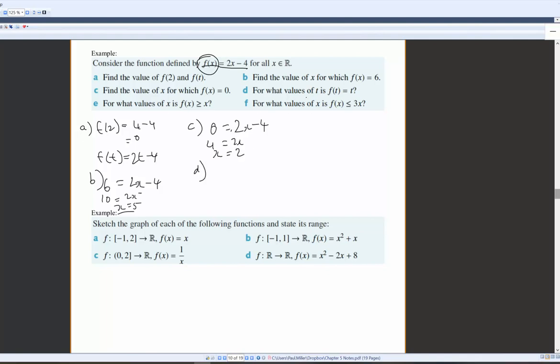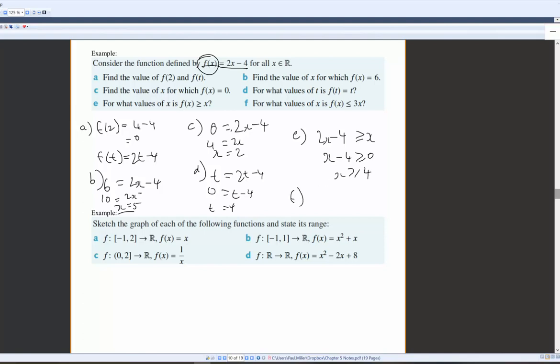D, for what values of t is f of t equal to t? So let's go t equals f of t, which is that with t in it. So t equals 2t take 4. That's going to be t take 4 equals 0, t equals 4. E, for what values of x is f of x greater than or equal to x? So f of x is 2x take 4, and we want to know when that is larger than x. So let's subtract x from both sides, and we're going to get x take 4 greater than or equal to 0, x greater than or equal to 4.